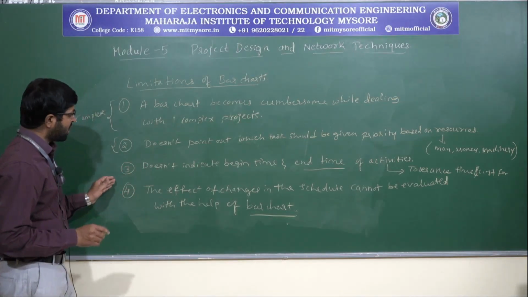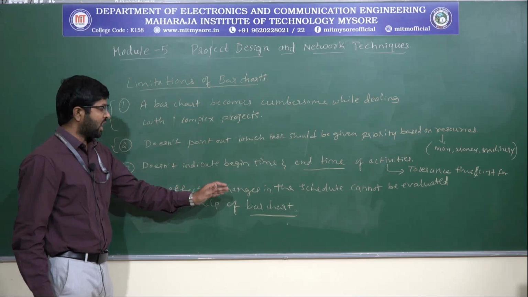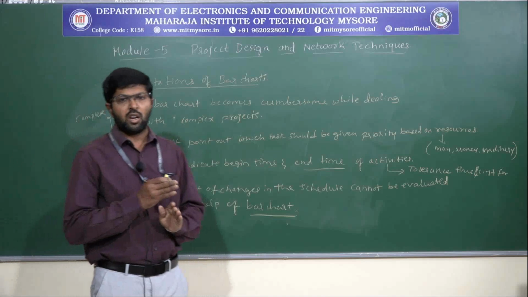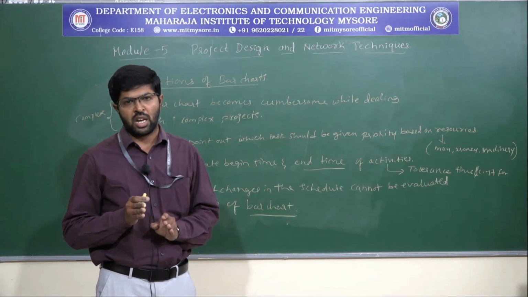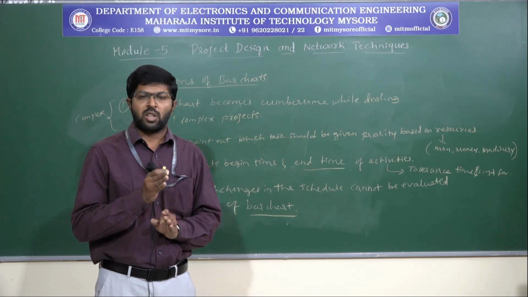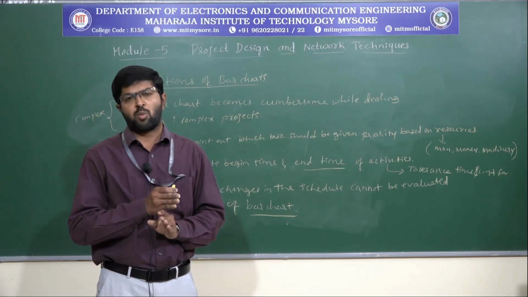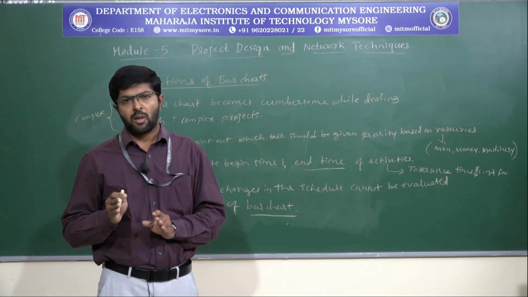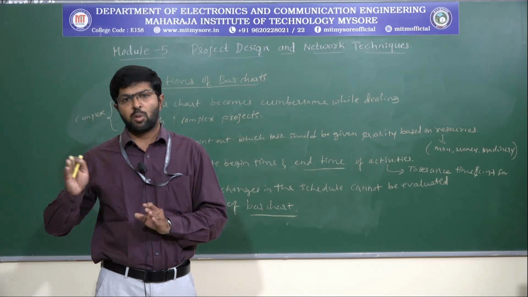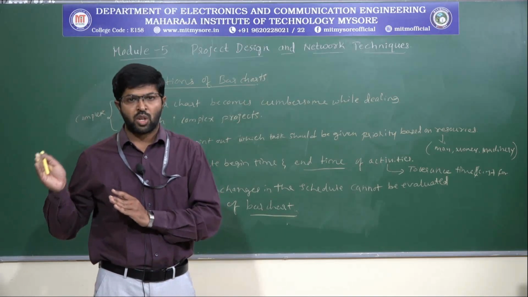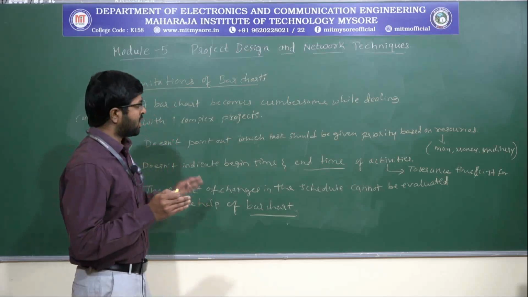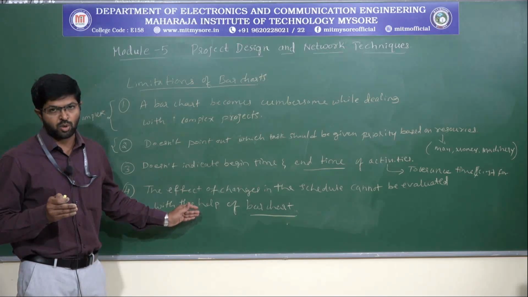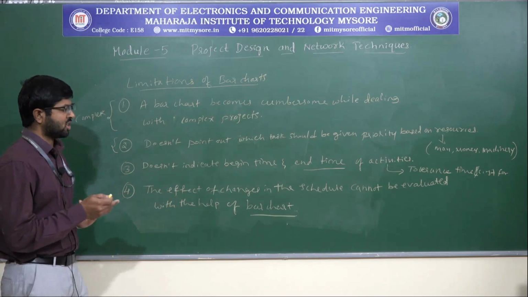That is the problem. Then the effect of changes in the schedule cannot be evaluated with the help of a bar chart. If some schedule changes, say tasks 1 to 10 have to be performed in a particular manner, and that has changed, task 1 is scheduled first, then task 10, then task 9 has happened now. So 2 to 8 will be shifted in the subsequent way. In that case, what will happen? The schedule has changed and evaluation of this is not possible with the bar chart. So it will not give any information if the schedule changes.